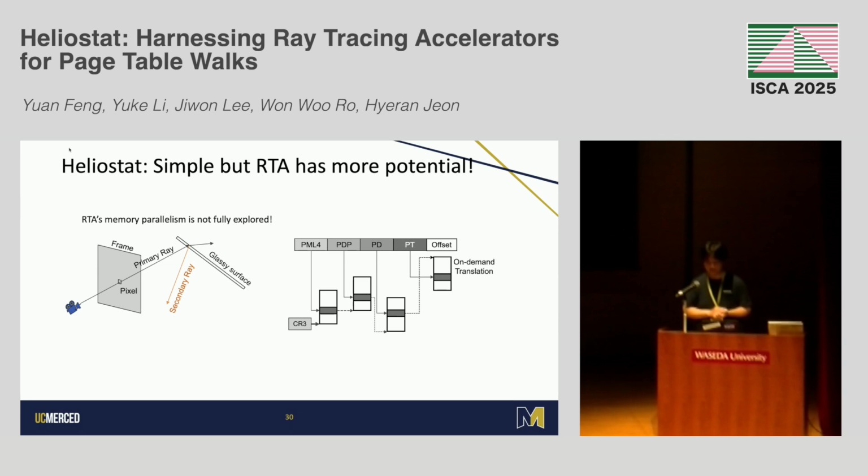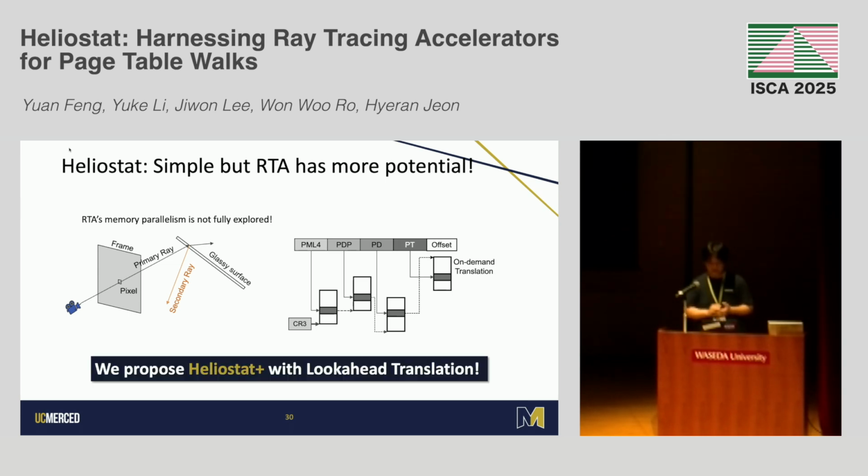Here, we borrow the idea and the functionality of the secondary ray and propose Heliostat Plus. That is, a translation request can carry another look-ahead translation where part of the traversal path is shared, and only when the traversal path is forked, as shown here, the look-ahead translation can directly start the traversal from an intermediate node. Here, we name it the look-ahead translation.